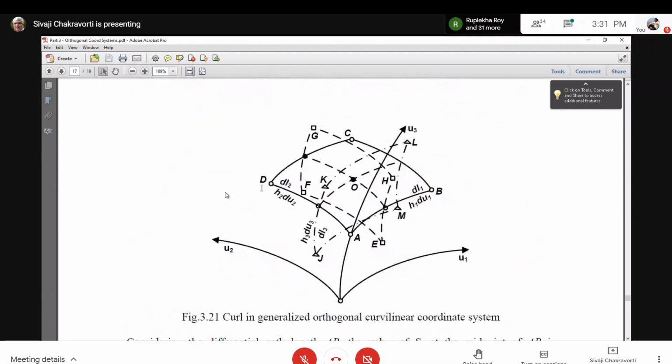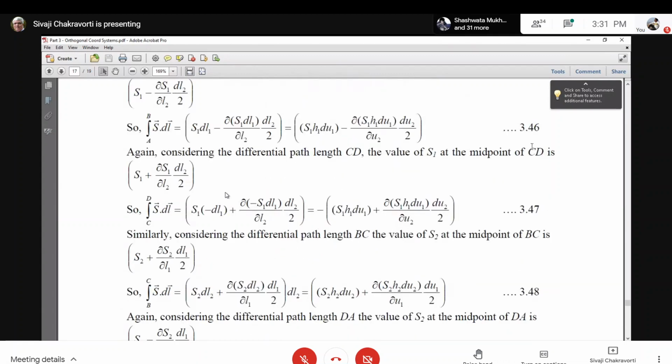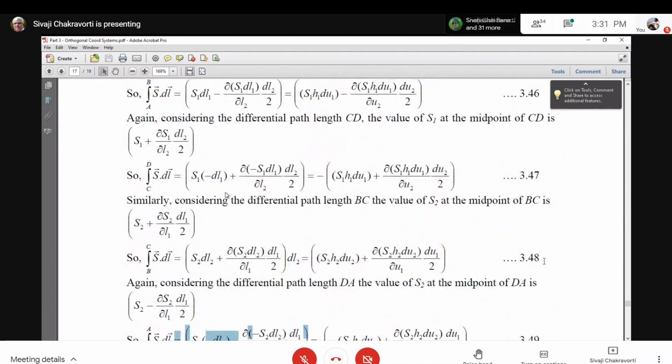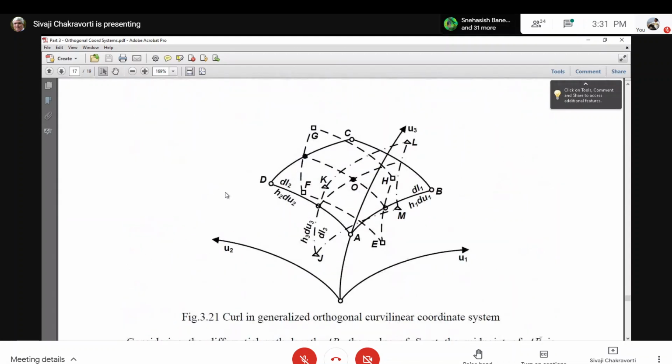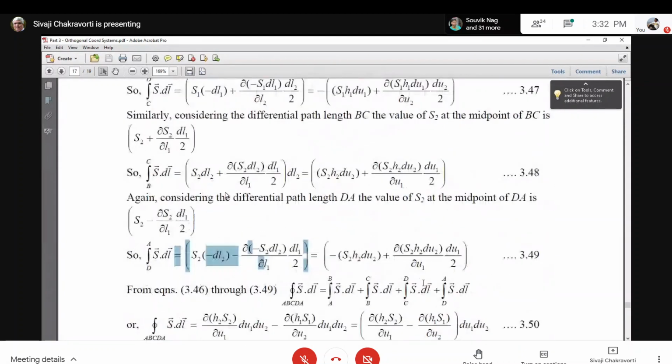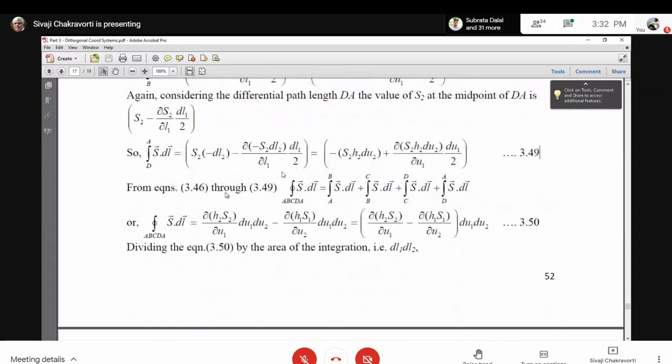So what is the total circulation of the vector field along ABCD, that is, along the plane U1, U2? It is the summation of all these four. That means equation 3.46, which is along AB, then along BC. BC is equation 3.48. Then CD, CD is equation 3.47. Then DA is equation 3.49. So you put the sum, then you get equation 3.50. This algebra you can do, it is not at all difficult.